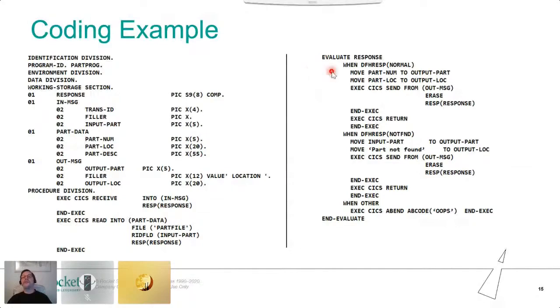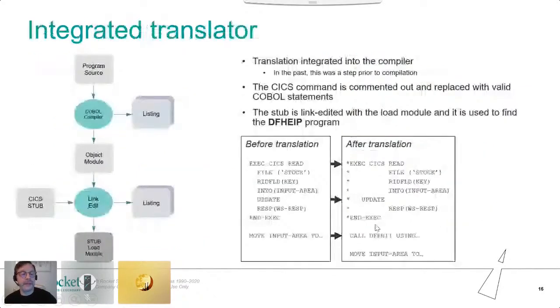If it's a normal response, I'm going to send a message out to the user and do a return. That's the end of my program. If it's a not found, I'm going to do a different return and end my program. If I make a mistake or something goes wrong, I'm going to issue an abend, right? Because I expect this not to happen. So let's take us into the world of development and see how I would do this.